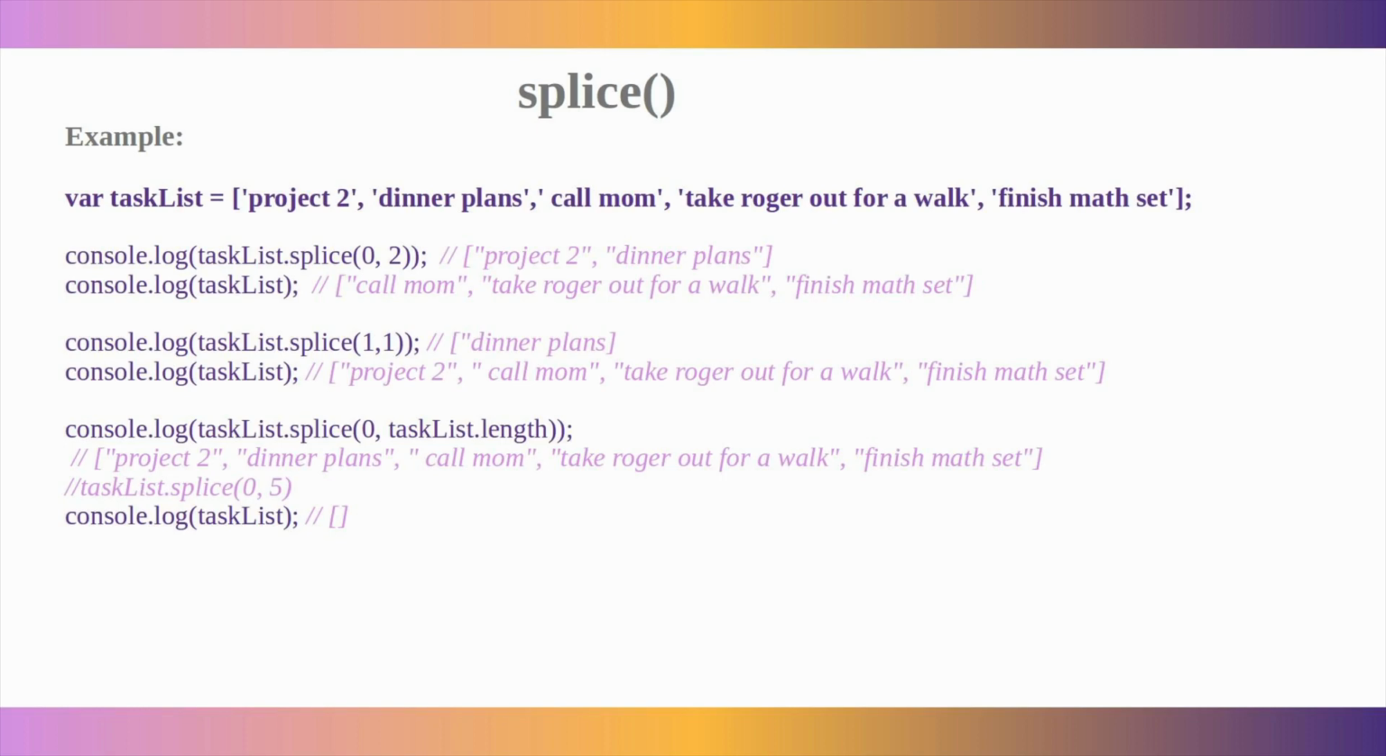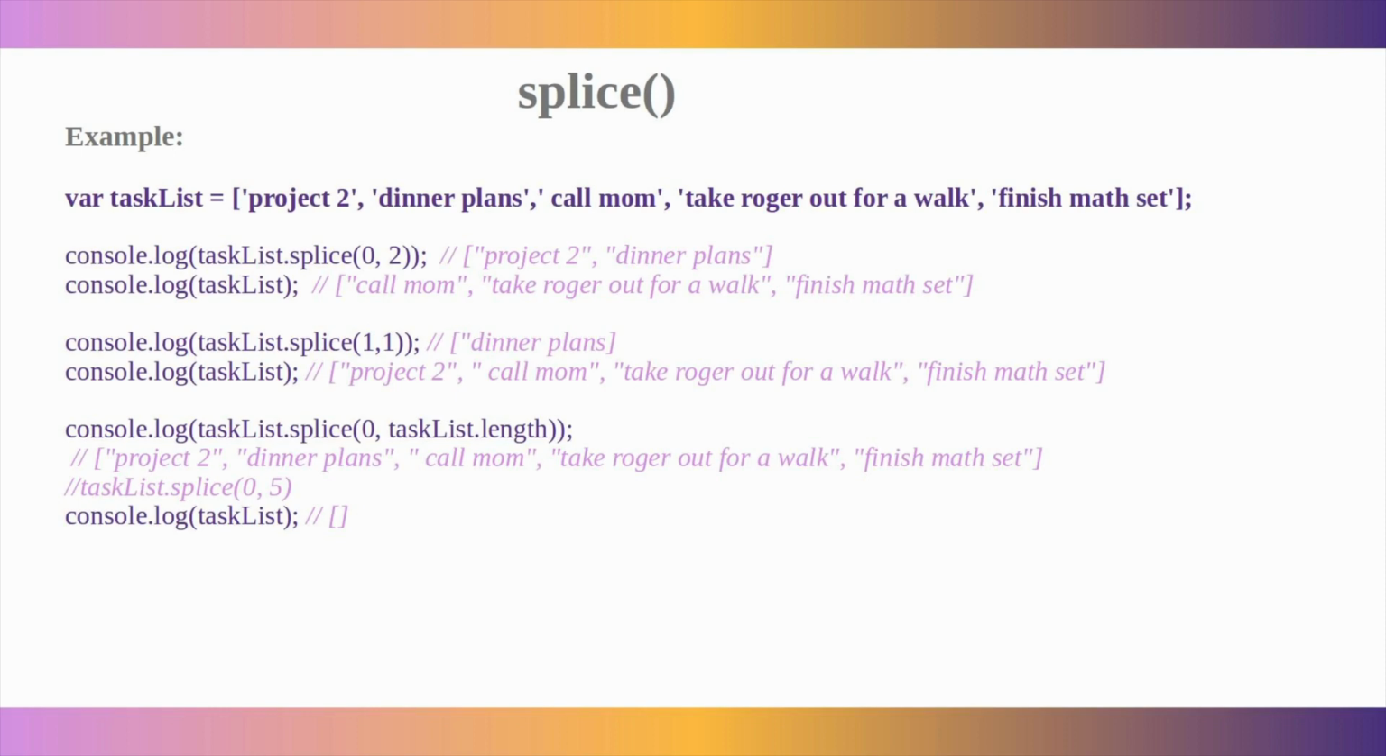We have an array called task list with 5 items of string data type, each separated by a comma. Now, when we use the splice method on task list, taking 0 as its start index and 2 as the number of items to remove starting from index 0, then what is removed is project 2 at index 0 and dinner plans, since the number of items to remove is 2. Remember, index of an item is not the same as the number of items or the length of an array. And console log the splice method shows us what we removed.